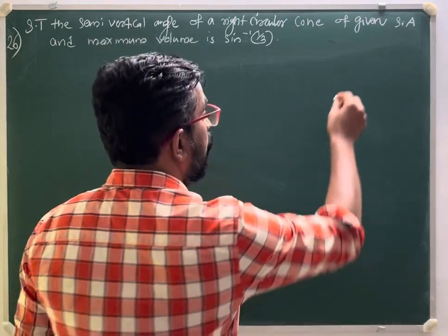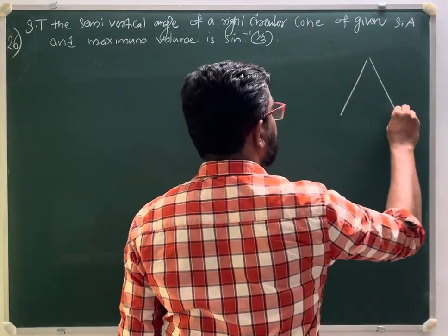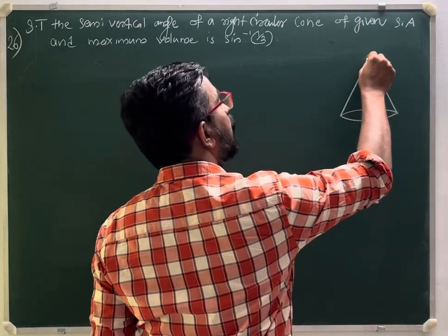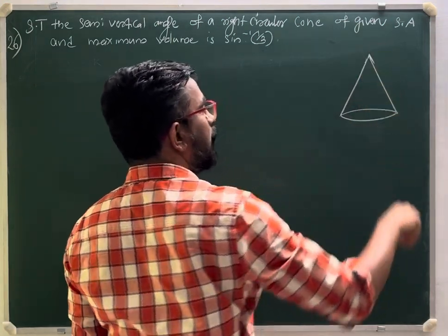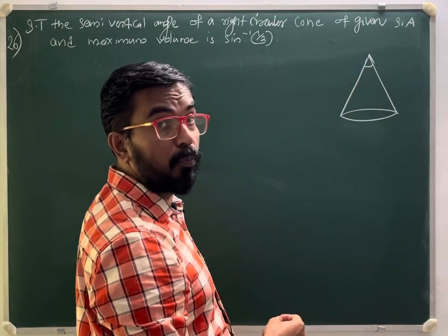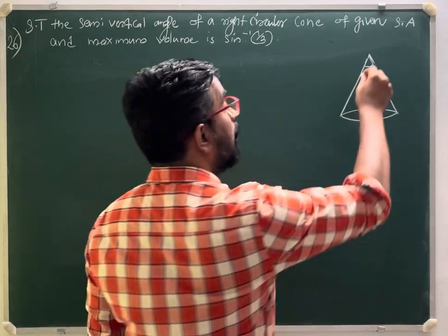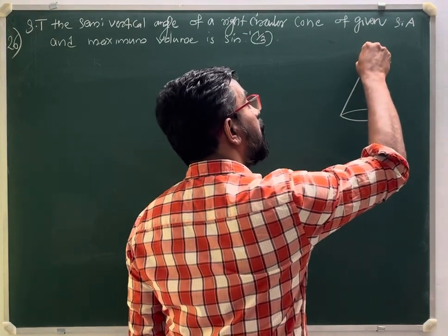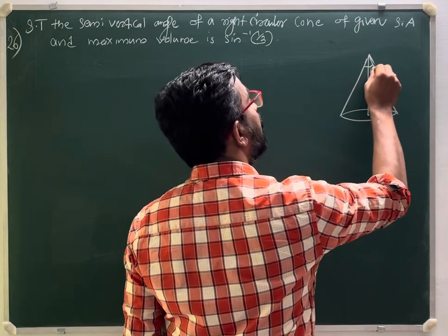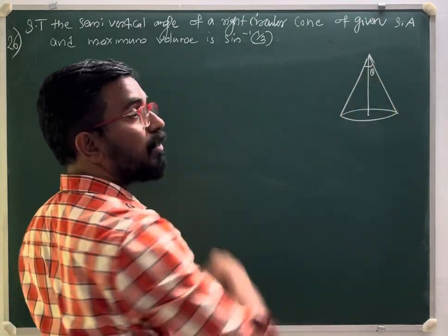How does a cone look like? A cone looks like this. What is the cross section of a cone? Cross section of a cone is an isosceles triangle, right? So the vertical angle is this. So this is what we need to prove. Not this one, semi-vertical angle. How do you make it semi? You just have to draw the height. Then it will be half. So let me name this as theta. I need to prove theta equal to sine inverse 1 by 3.